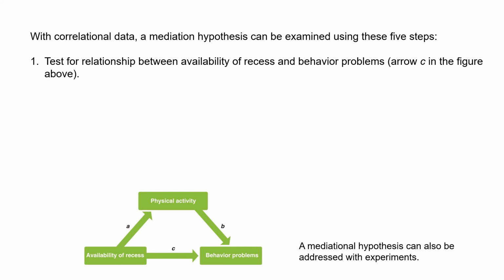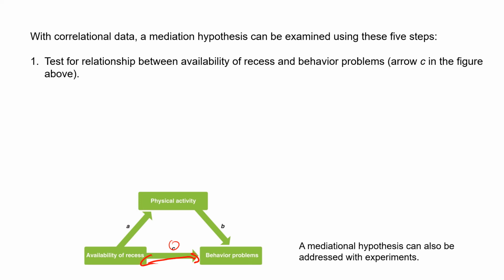So how would we do this? With correlational data, we go through 5 steps to test mediation. First step, we test for the relationship between our two main variables. In this case, we're testing C. We're testing to see if there's a relationship between availability of recess and behavioral problems.